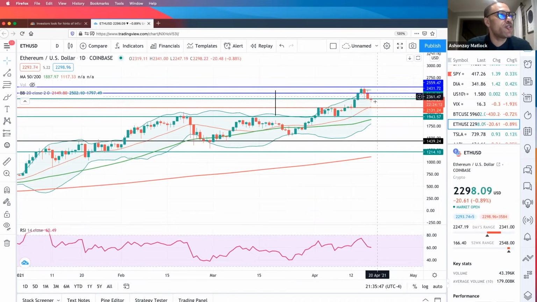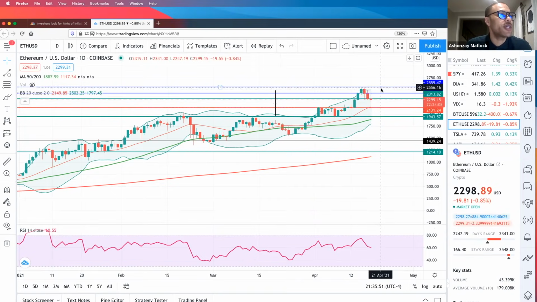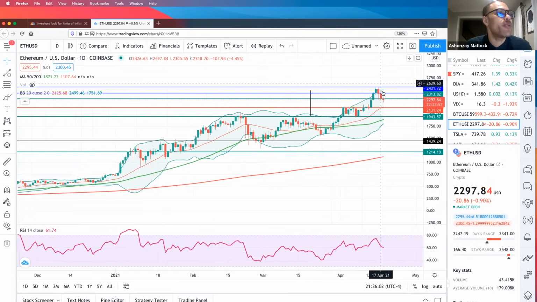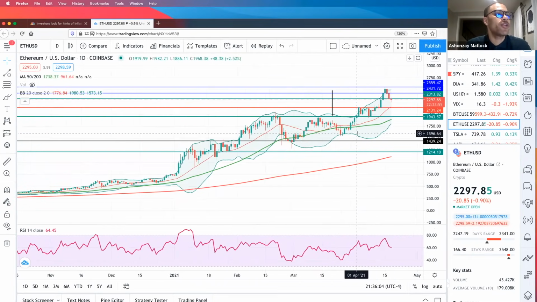Looks like it'll come to about this 2,130 as long as we bounce here. Again, it's going to take us higher than 2,500. The new target was probably going to be about 2,750. And then from 2,750, we'll see what happens from there. But Ethereum chart is looking really, really strong.